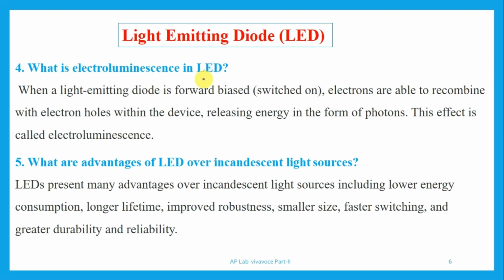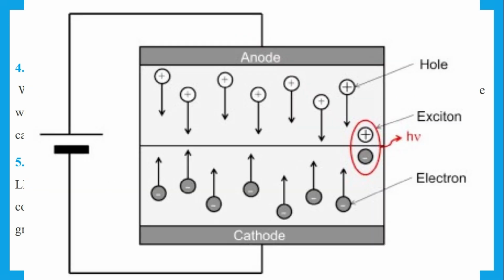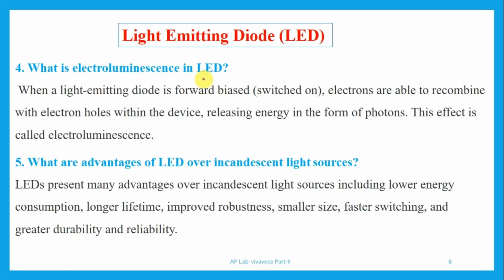When a light emitting diode is forward biased, so basically what is forward bias? In a diode, the positive terminal is connected to the positive terminal of the battery and the negative terminal is connected to the negative terminal of the battery. In forward bias, electrons are able to recombine with the electron holes within the device, releasing energy in the form of photons. This effect is called electroluminescence.